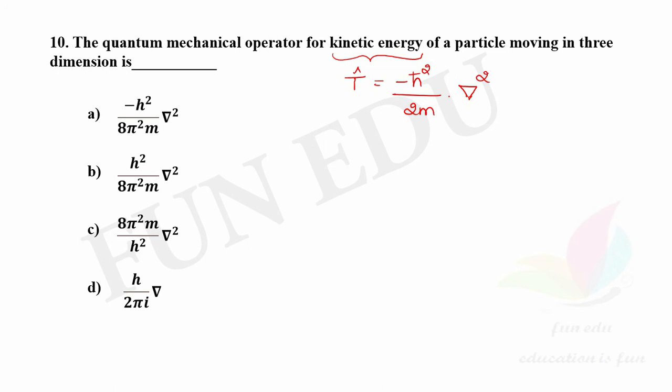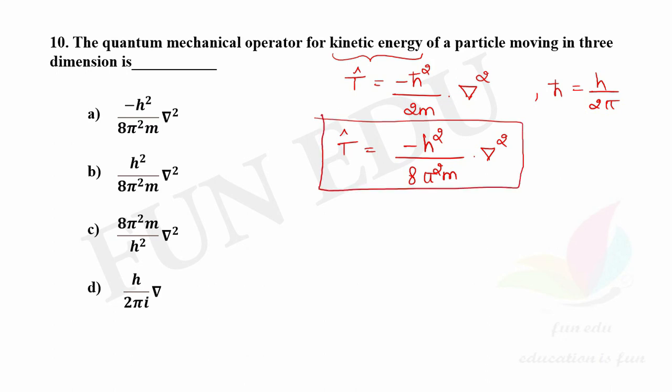Now we know what this h cross is. H cross is nothing but h by 2 pi. So if I substitute that, then I will get minus h square divided by 8 pi square m into delta square as the kinetic energy. So you need to find out this particular answer. Where is that answer? Minus h square divided by 8 pi square m into delta square. So A is the correct answer.